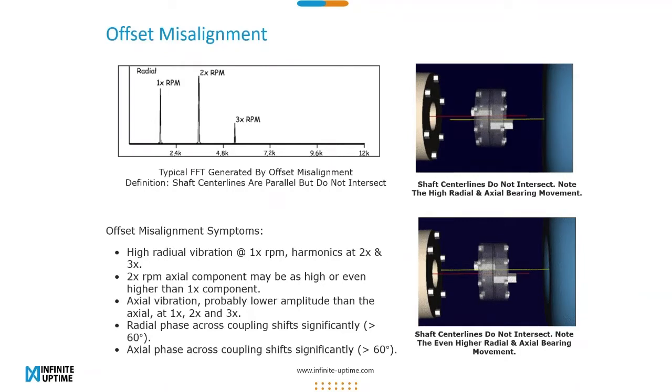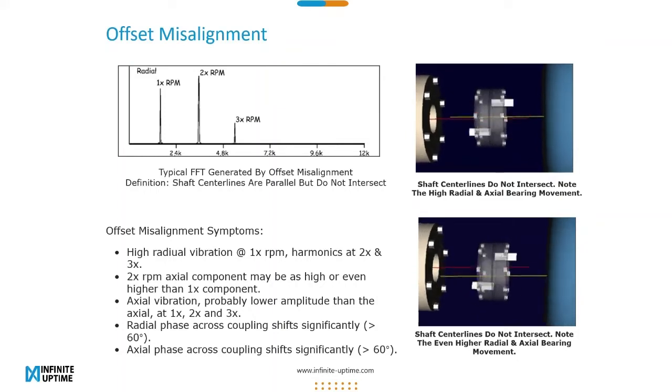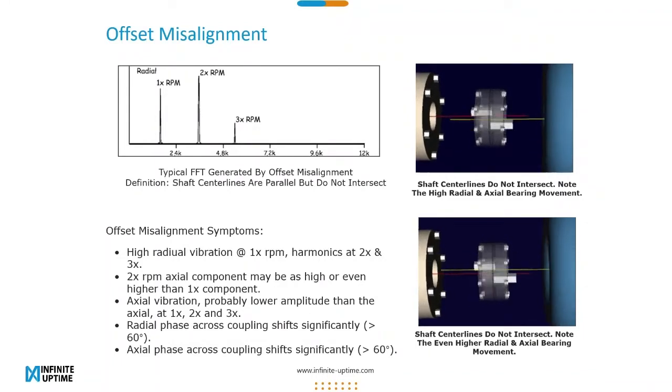Offset misalignment. Offset misalignment's symptoms are a high residual radial vibration at 1x RPM, harmonics at 2x and 3x RPM. The 2x RPM axial component may be as high or even higher than the 1x component. Axial vibration is probably lower in amplitude than the radial at 1x, 2x and 3x.